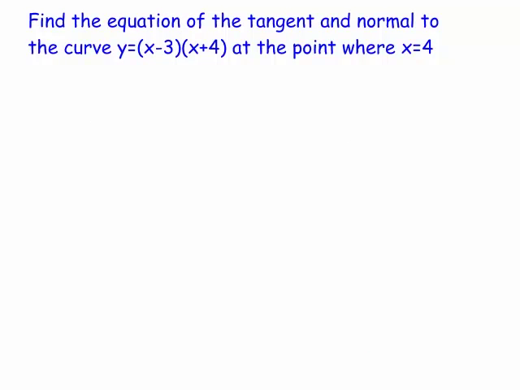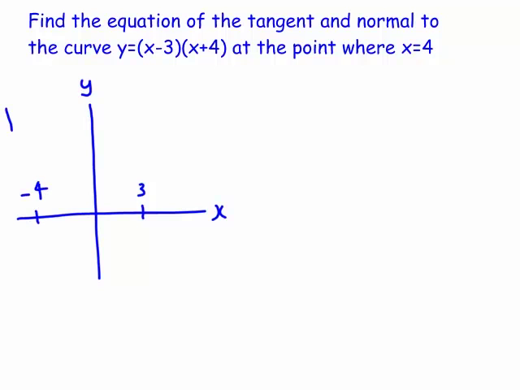Okay, here we have a question which says find the equation of the tangent and normal to the curve at the point. So first up, what I always like to try and do is draw a picture. Let's have a quick look. If you have the y and the x-axis, the roots would be at, say, 3 over here, and one at -4 over here. And you know it's a parabola, so it's coming down like this and coming back up like this.